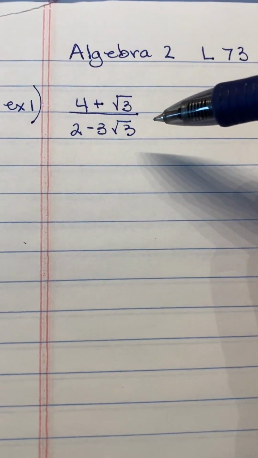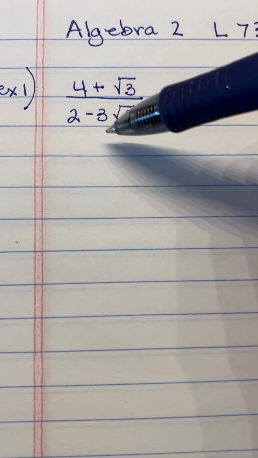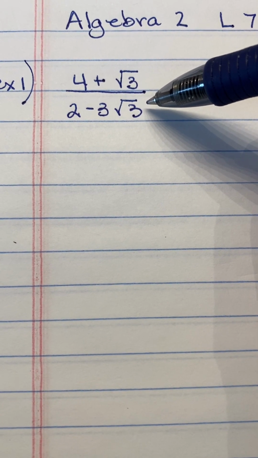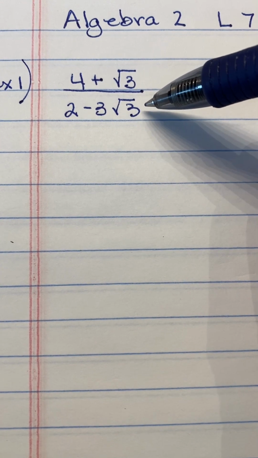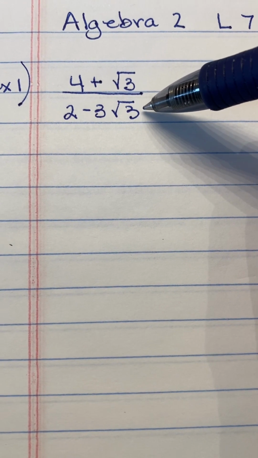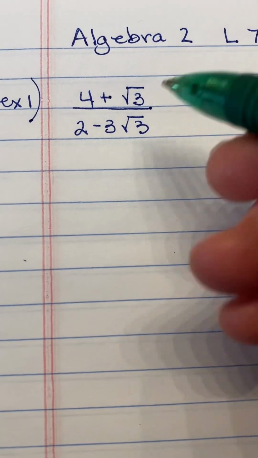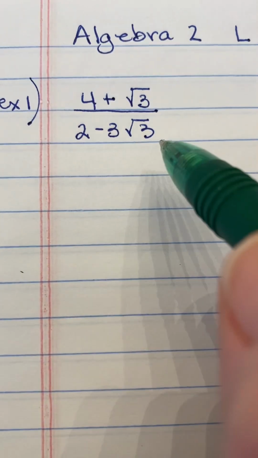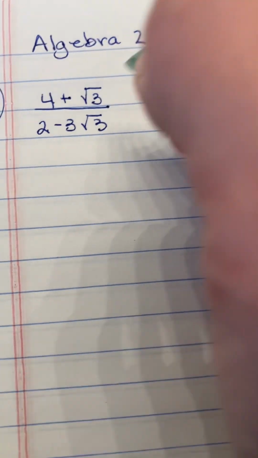So last time we were in class together, we looked at these. We talked about how we don't like the square roots in the denominator of our expression. And so we're going to do something called rationalize the denominator. We talked before about how to do that: multiply by its conjugate. The conjugate looks exactly the same, except the sign in the middle is the opposite.